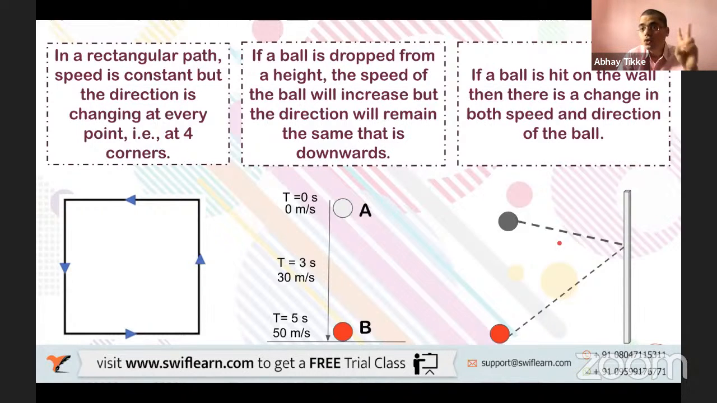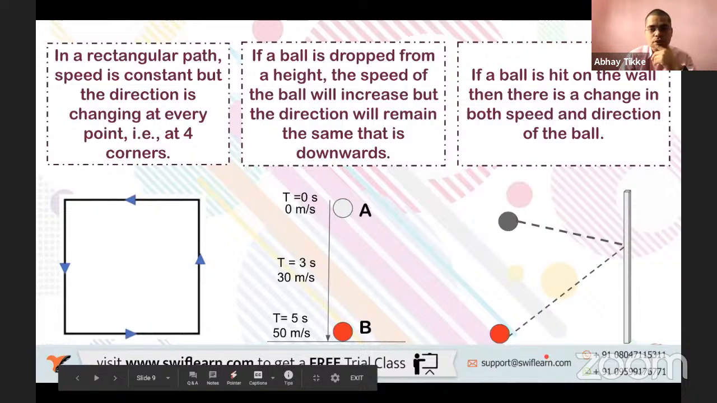दोनों change हो रहा है यहाँ पर, direction as well as magnitude. Is that clear? Fine. So let us go ahead.